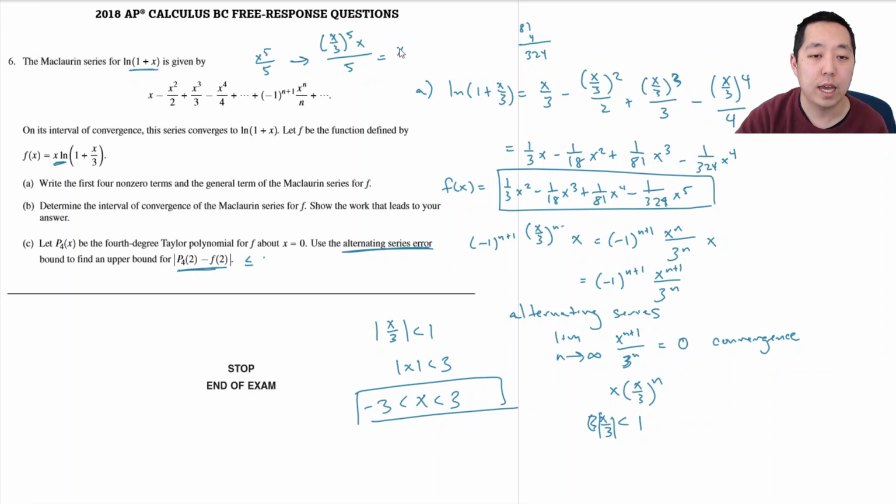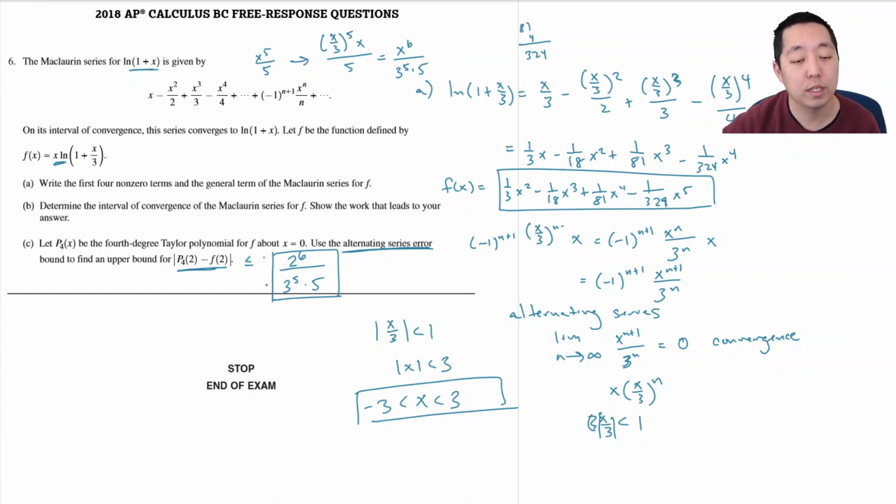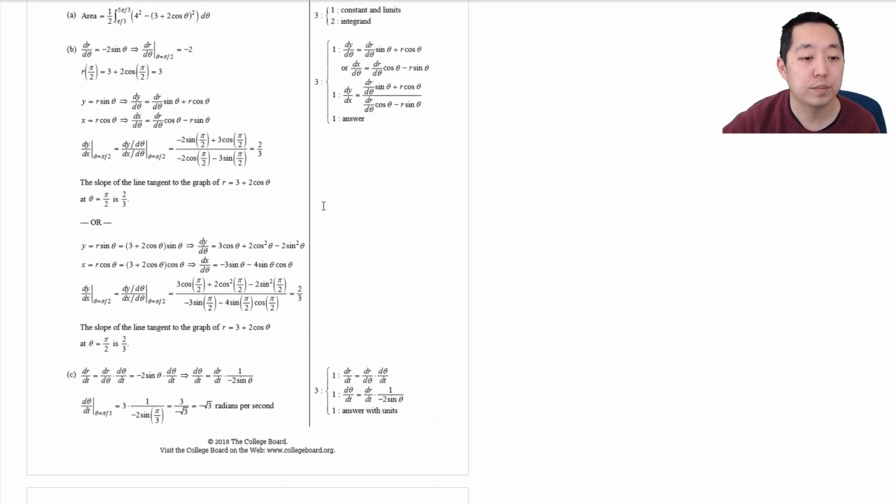And that's x to the 6th divided by 3 to the 5th times 5. Okay. So the alternating series error is just the biggest value this could be, so I plug in 2. It's less than or equal to 2 to the 6th over 3 to the 5th times 5. I'm going to leave it like that because I'm not going to do the fractions and arithmetic to simplify it. So we'll see if they accept that answer in their solutions.